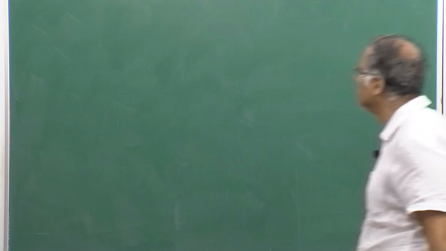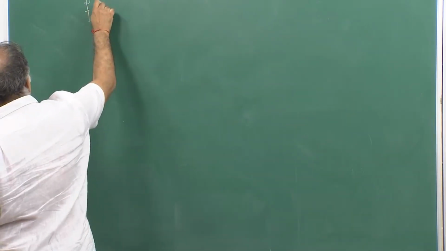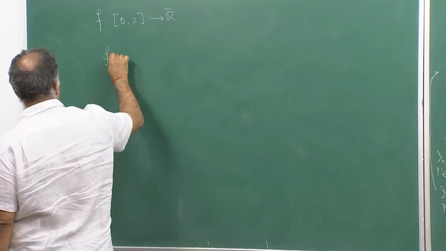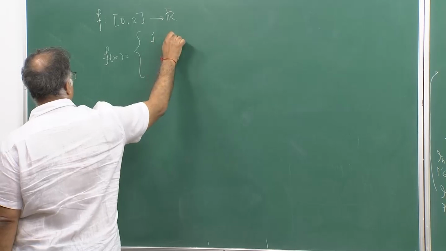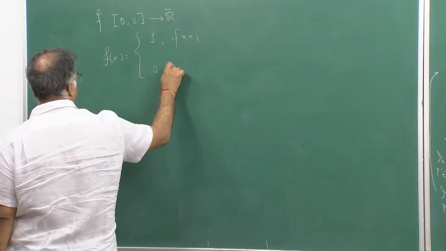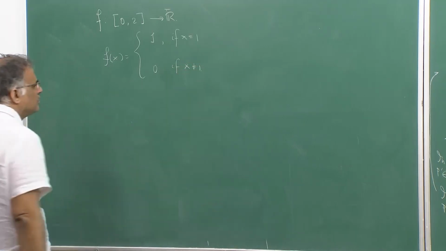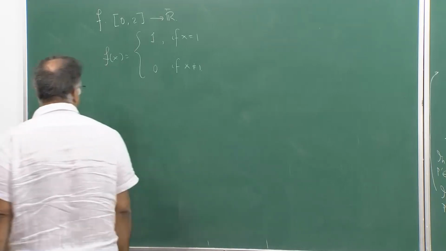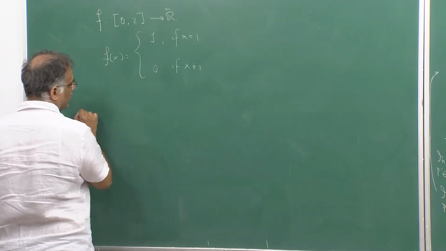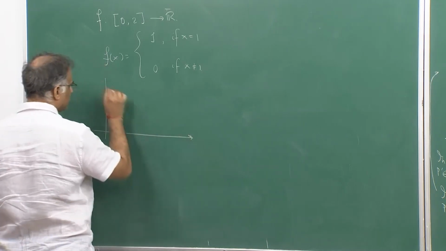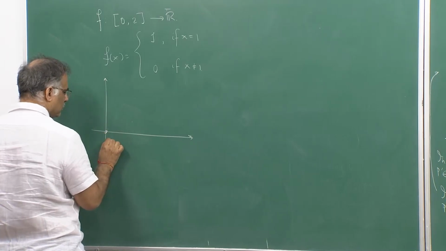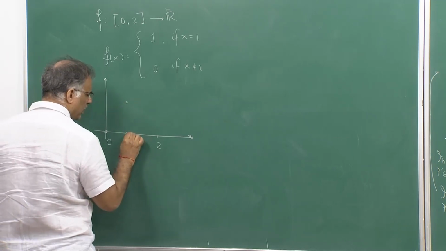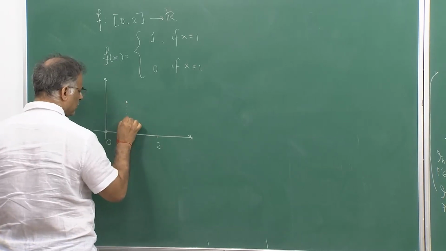So, the function is like this. And f(x) is defined as follows, it is equal to 1 at x equal to 1, and equal to 0 otherwise. Now, if I draw the graph, it is just like this. So, at the point 1, it is 1. So, below that it is 0. Here is the discontinuity.